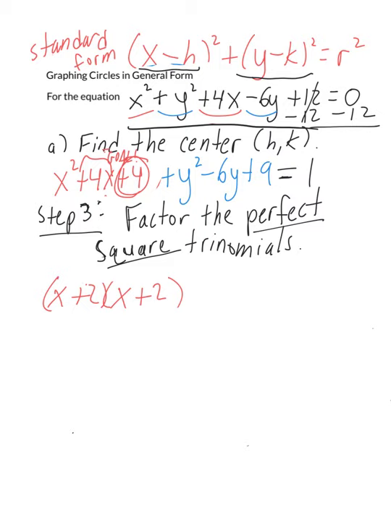So we factored x squared plus 4x plus 4. It factors to x plus 2, that quantity, times another x plus 2. Don't forget, you do have a plus symbol in between your perfect square trinomials. It's easy to forget.